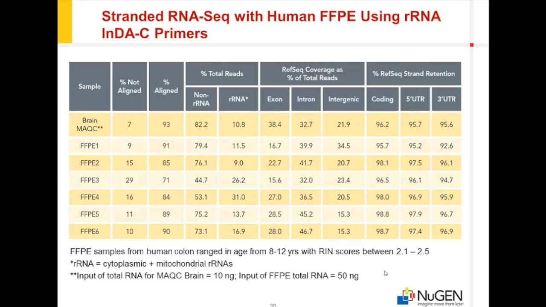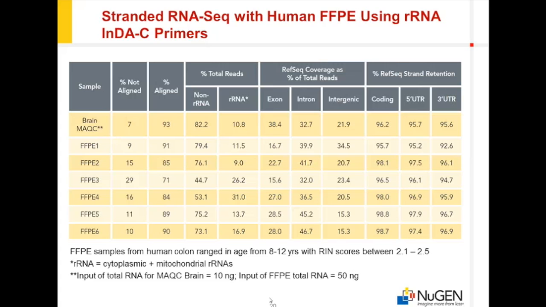The ribosomal RNA as well as other RNAs are often highly degraded in these samples, and so it can be a challenge to conduct sample preparation for RNA-Seq analysis. In terms of input amounts, we also compared the FFPE samples to a human brain reference. The amount of total RNA used for the brain sample was 10 nanograms. For each of the FFPE samples, 50 nanograms.